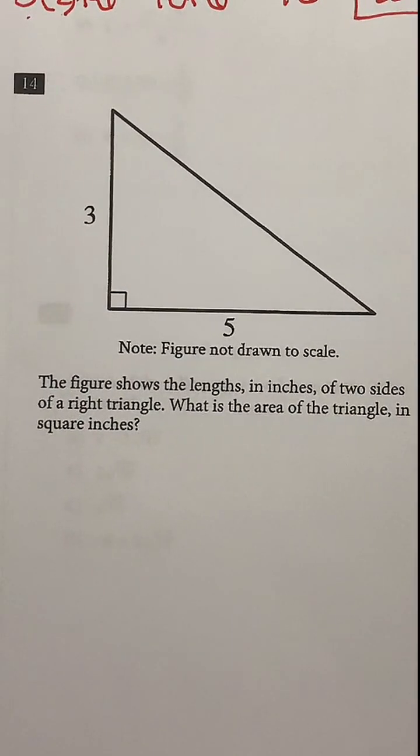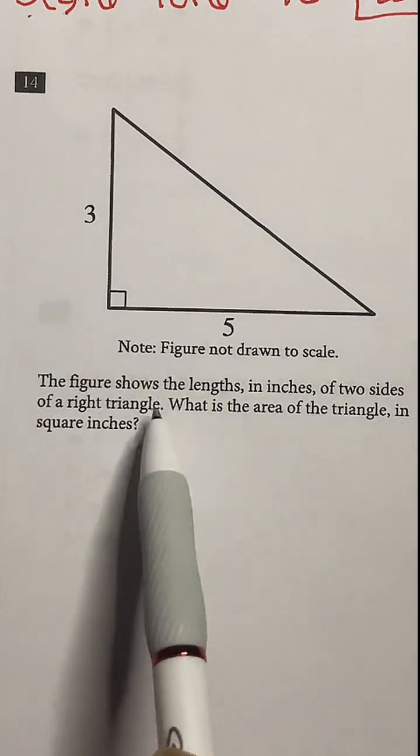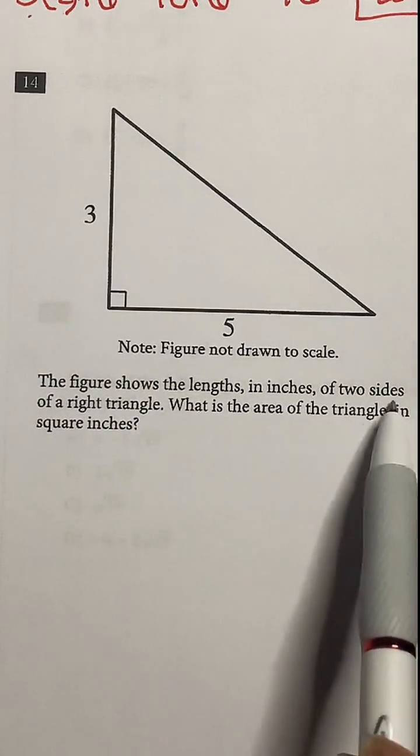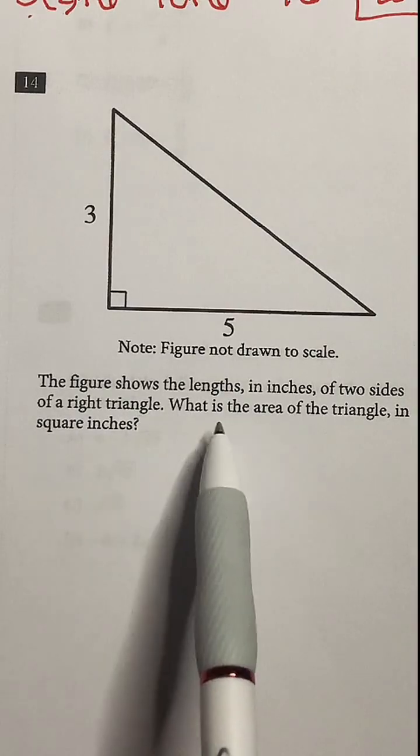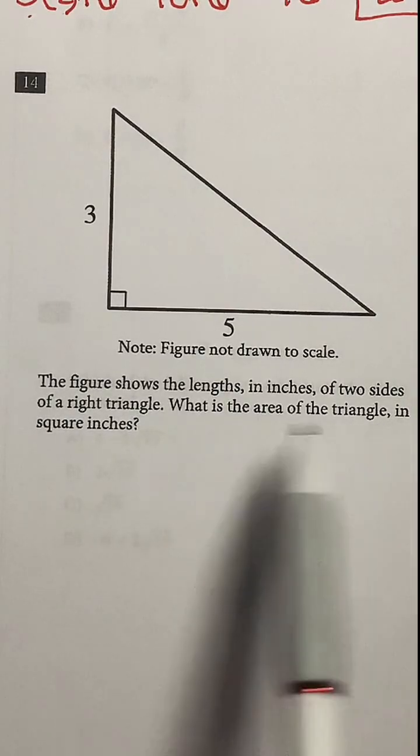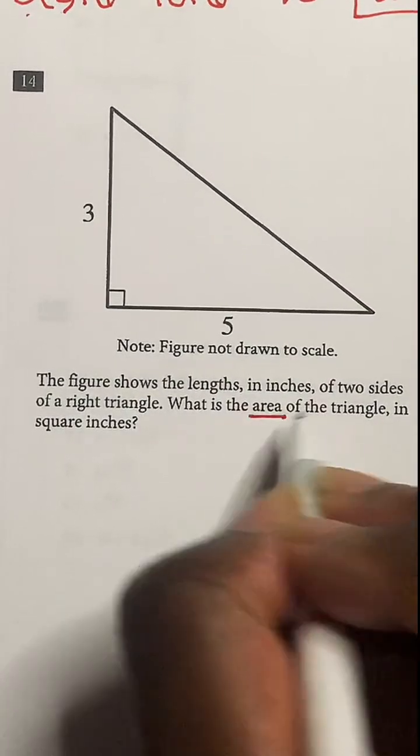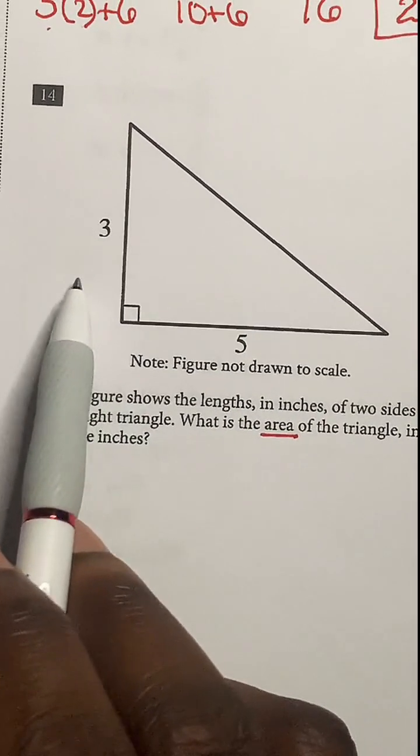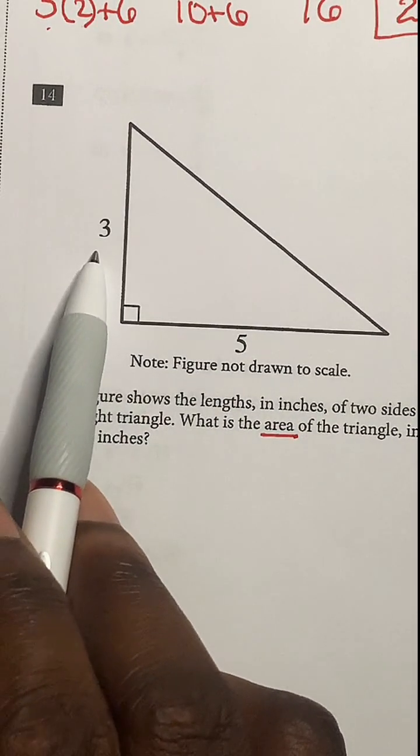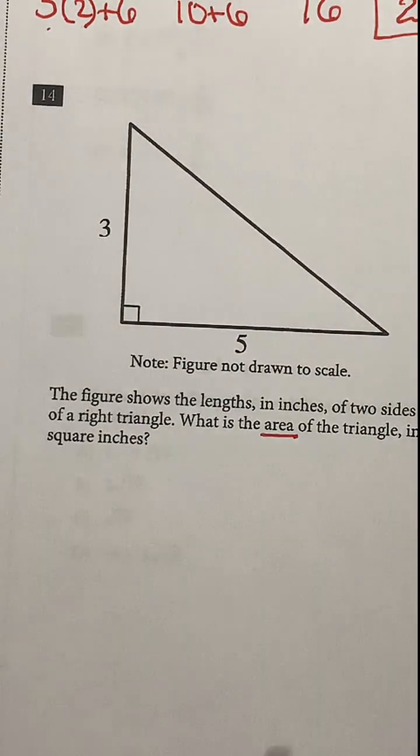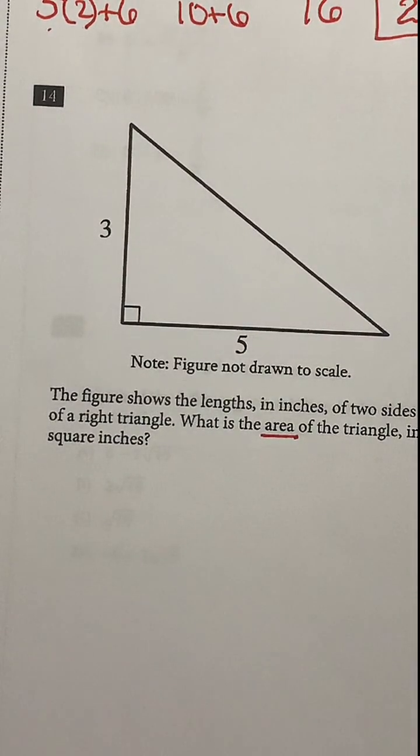So this is what it says. Okay, the figure shows the lengths in inches of two sides of the right triangle. What is the area of the triangle in squared inches? Okay, so we're looking for area. They're giving us one side as a 3, another side as a 5. Okay, if you're thinking, oh, it's a 3, 4, 5 triangle.